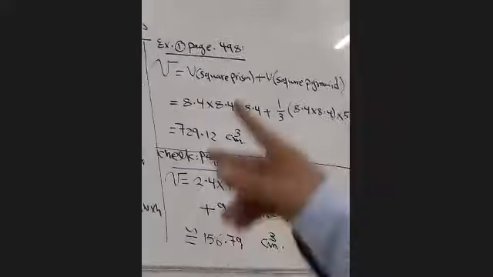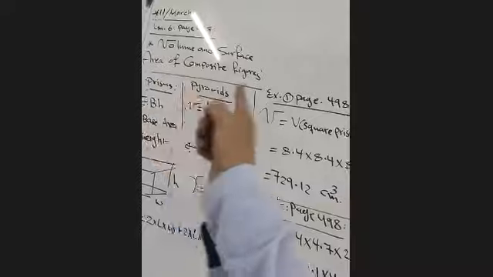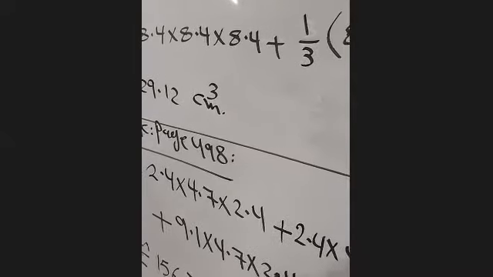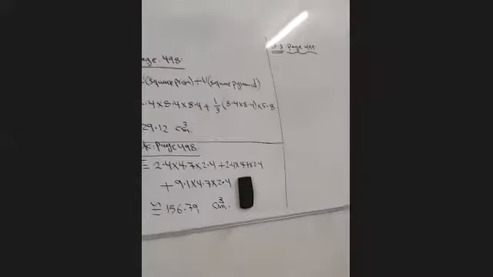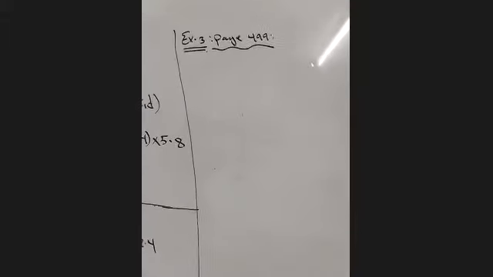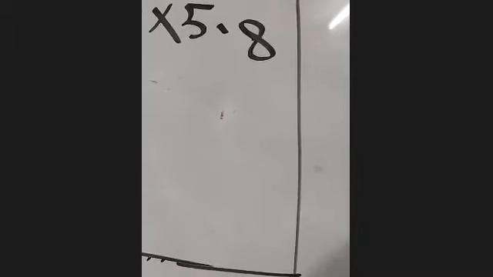This is example one, and the check both talk about composite volume, volume of composite figures. Now we'll take some examples about surface area of composite figures. Surface area, page 499. Example two, page 500, guys, example two.